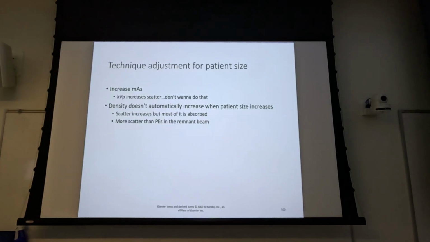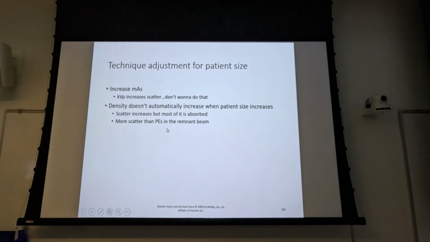Why do you not want to increase your kVp if you've got a patient that's full of water? You're going to create more scatter, right? You already have a patient whose tissue is going to create a lot of scatter, and then you add water to them, you're going to create more scatter. So you compound the problem. So anytime that we've got a soft tissue increase of any kind, we're going to want to increase our mAs, not our kVp.